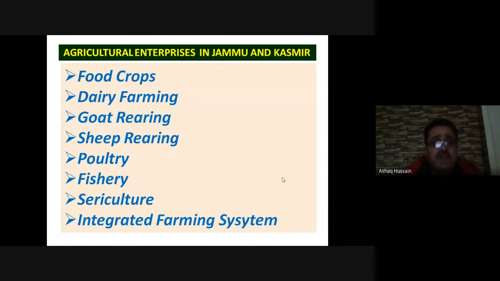Then dairy farming is also picking up. It was mainly subsistence type. Now people are moving to dairy farming on commercial lines. And in the hills, we also rear a large number of sheep and goats. This sheep and goat farming is actually done by the Bakarwal, the nomadic tribes. Then poultry farming is also coming up as an industry, and fishery is also picking up very nicely. Then we have sericulture also.